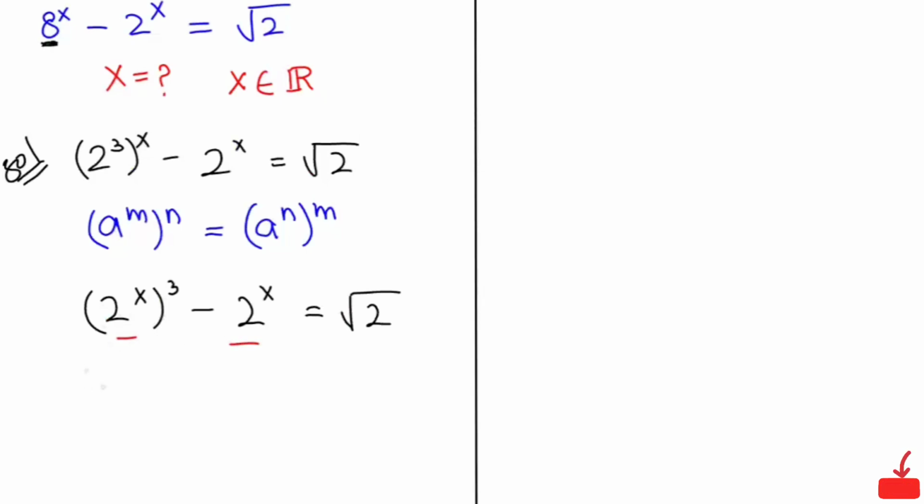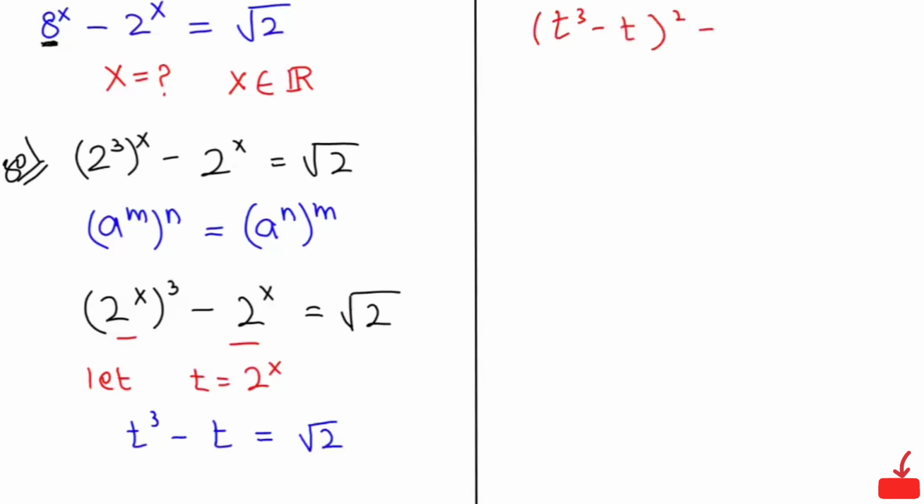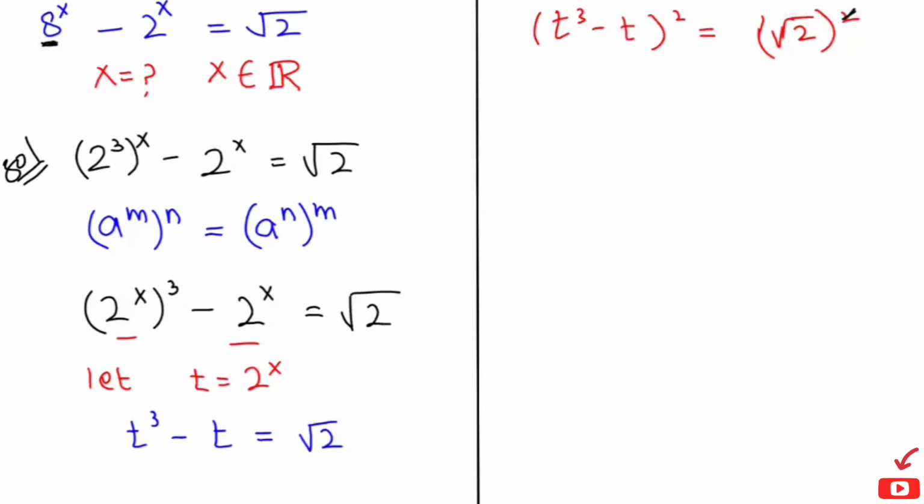So I will let t be equal to 2 to the power of x. So this equation turns to t cubed minus t is equal to root 2. Now I want to remove this root, so I will square both sides. t cubed minus t, whole to the power of 2, is equal to root 2 to the power of 2. Here the square and the root get cancelled. The equation turns to t cubed minus t, whole to the power of 2, is equal to 2.